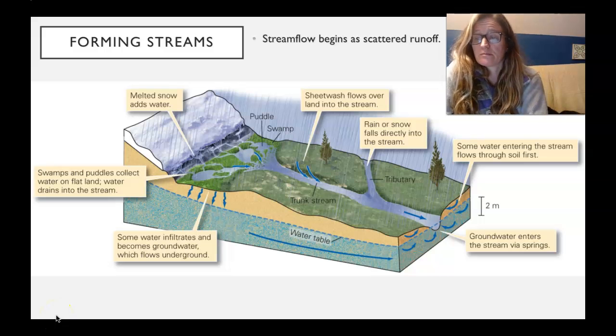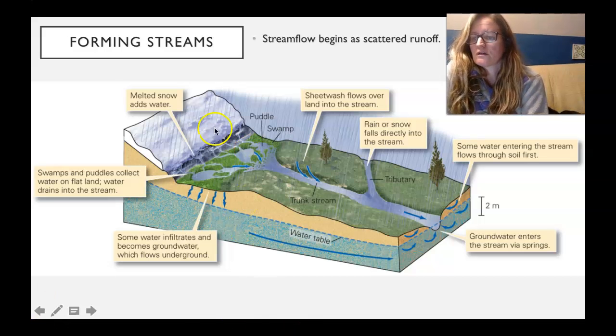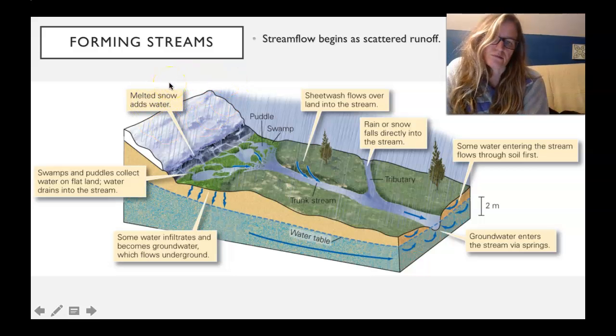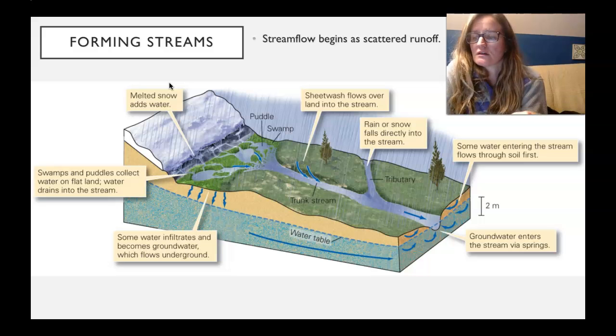Stream flow is going to begin as precipitation or runoff. So there's a bunch of different places it's going to come from. In this image, we show a bunch of different ones. So you have melted snow. In a place where there's snow, you can melt it, and that's going to feed the streams. Swamps and puddles collect water on a flat land, and the water can drain into the stream.